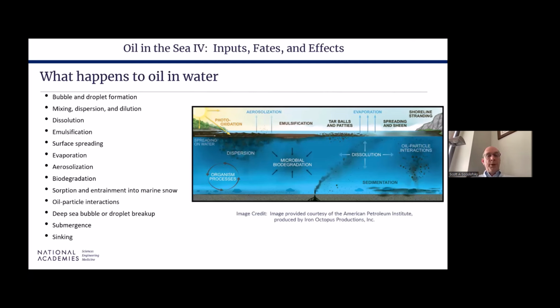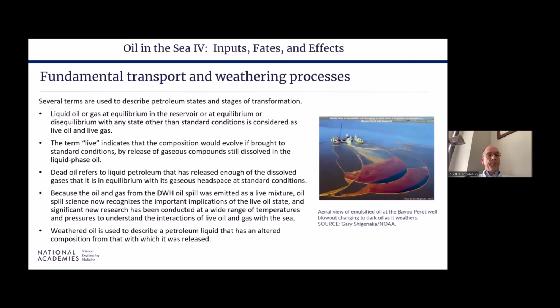Sorption and entrainment to marine snow and other particles present in the ocean, oil particle interactions. And especially the first item, the bubble and droplet formation, new models to predict what sizes to expect, and then submergence, different ways that oil that reaches the surface may then penetrate the surface through wave breaking or through other processes such as the MOSFA event and then subsequent sinking to the ocean.